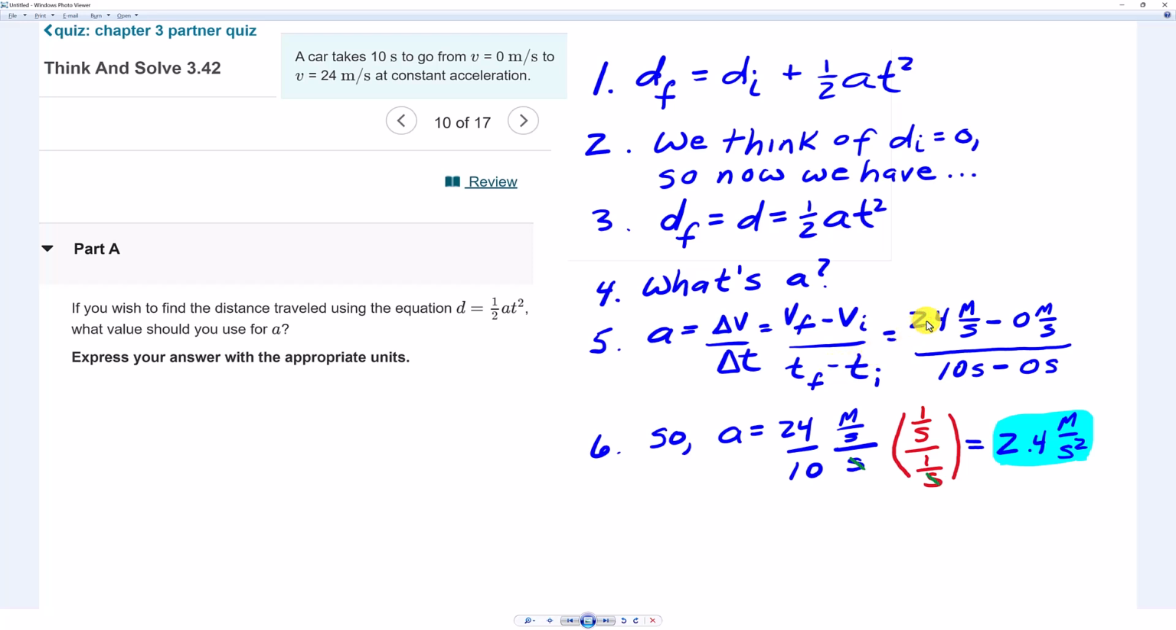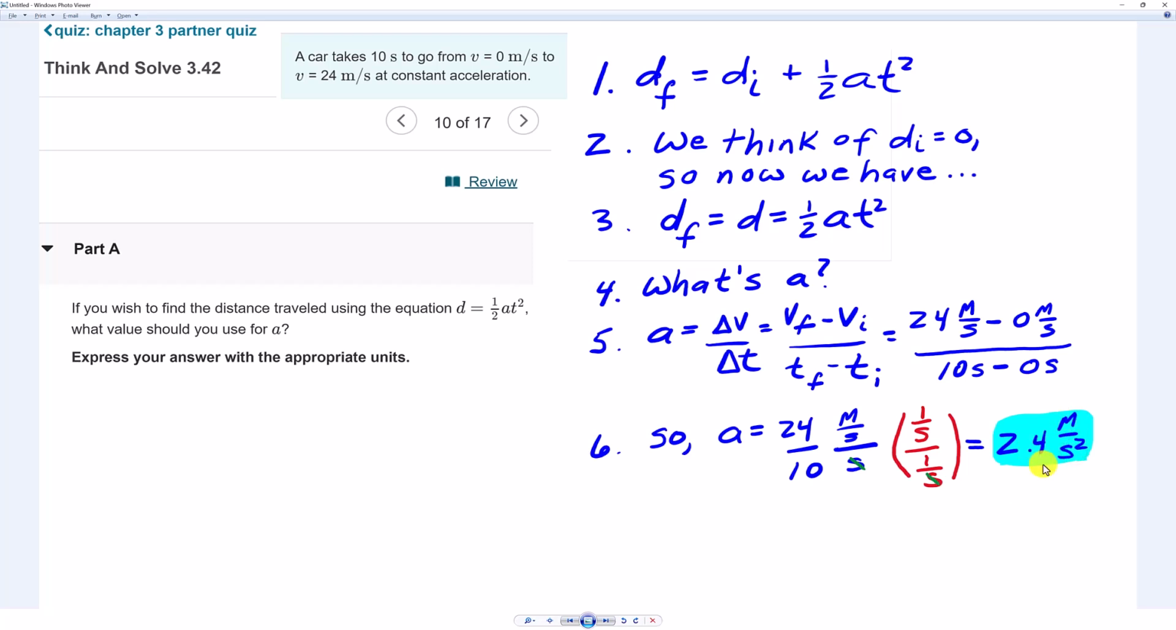My final velocity is given. My initial velocity is 0. That's also given. My final time is 10, and I just use 0 as my initial time. So very straightforward. You can see 24 divided by 10 is 2.4. But as always, I'm going to stress dimensional analysis. The answer is 2.4 meters per second, or saying the same thing another way, 2.4 meters per second squared.